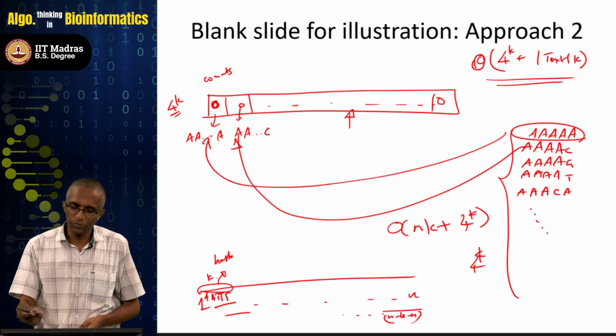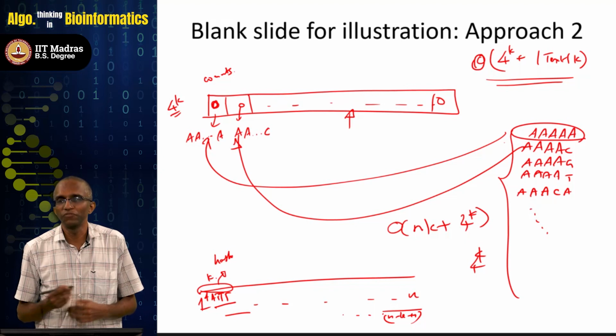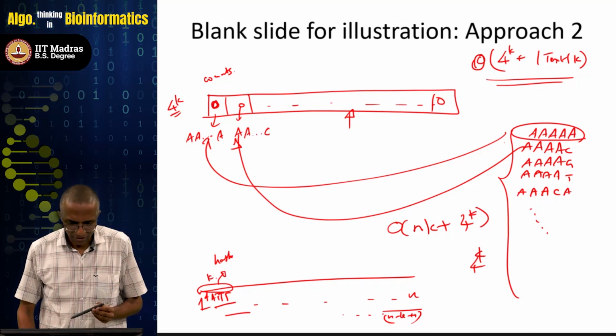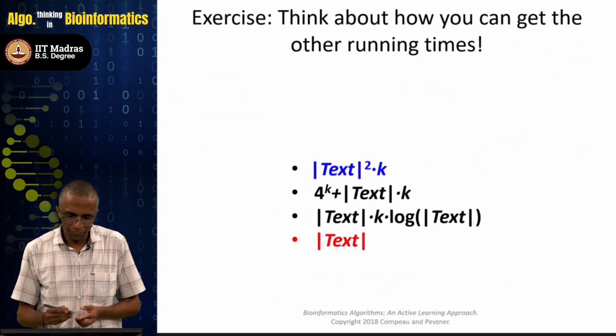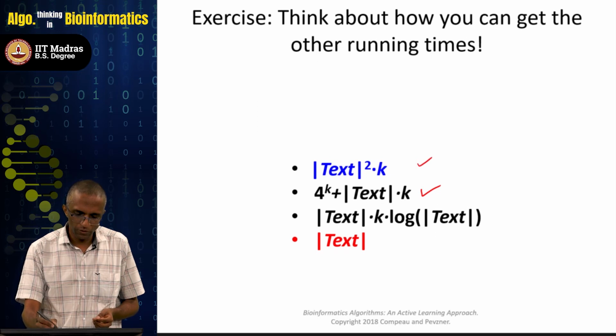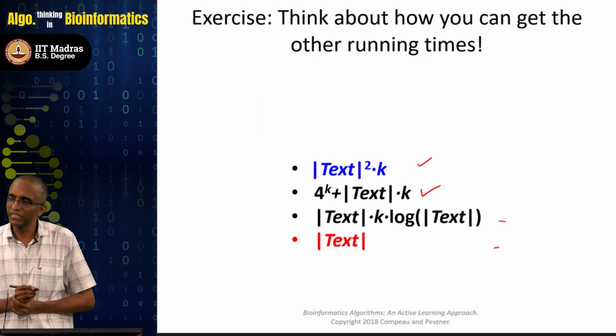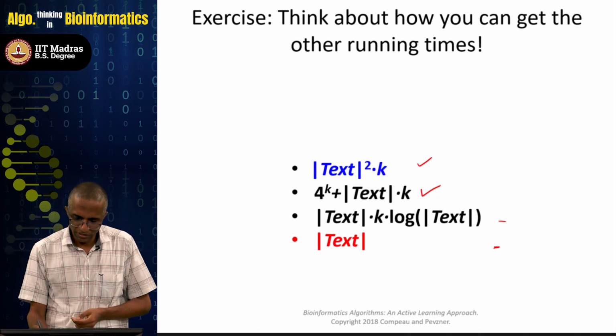So, this is much better than text squared k if you have larger genomes and k is small. That is the second one, and like I said, we just looked at this one before we looked at this one, and these things can also be done. I will leave it as an exercise, or we will actually look at this text one later on in the course.